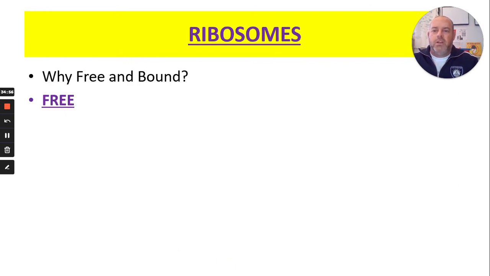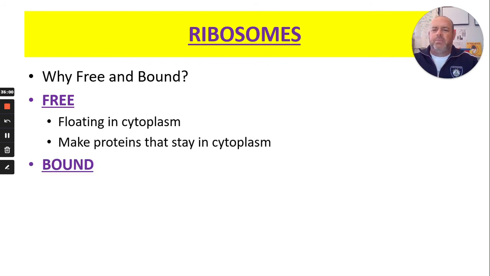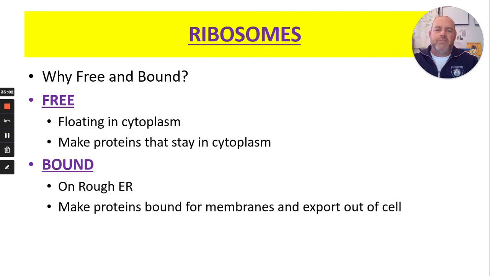So the ribosome. Why do we have ribosomes free, floating in the cytoplasm, and some bound on the rough ER? It depends on where they're going. If they're in the cytoplasm, most of those proteins are going to stay in that cell. They're made for that cell in particular. If the ribosome is on the rough ER, then a lot of times that protein is going to be shipped. It's going to be exported out of the cell and go somewhere else.